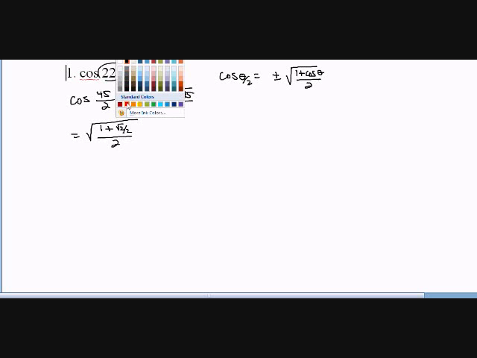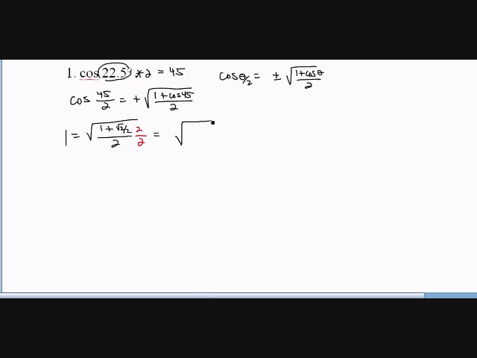I'm going to multiply by a common denominator of 2 over 2. So that gives me the square root of 2 plus radical 2 all over 4, which is the same as the square root of 2 plus radical 2 over the square root of 4. The square root of 4 is 2, so I'll leave it like that.